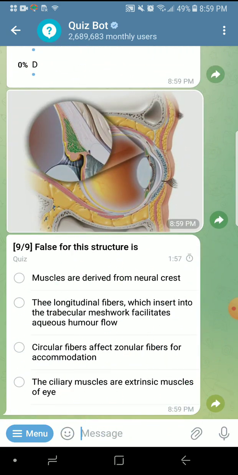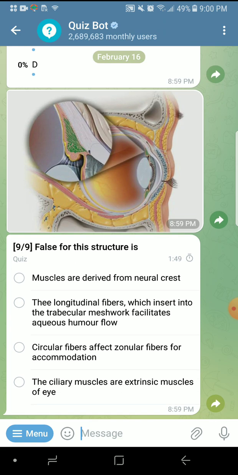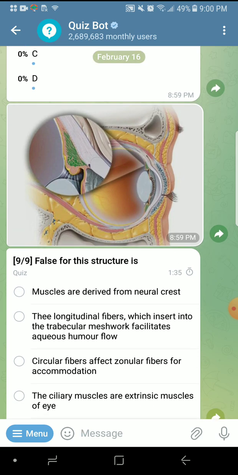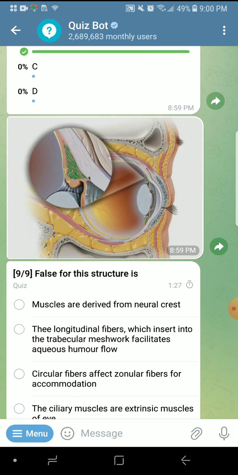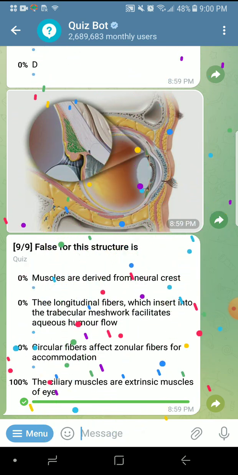And this is the ciliary body. Ciliary body muscles are derived from neural crest. It is not coming in surface ectoderm, neuroectoderm, and mesoderm. So it is an exception, neural crest. It has three fibers, that is true. The longitudinal fibers facilitate the aqueous humor flow, that is true. Circular fibers help in accommodation, true. But ciliary muscles are intrinsic muscles, not extrinsic. That is the answer. Even if some options are difficult, one option is simple, which can be the answer, that is D. Extrinsic muscles are extraocular muscles, rectus and obliques. These are intrinsic muscles. Ciliary body muscles are intrinsic muscles. That is the answer over here.